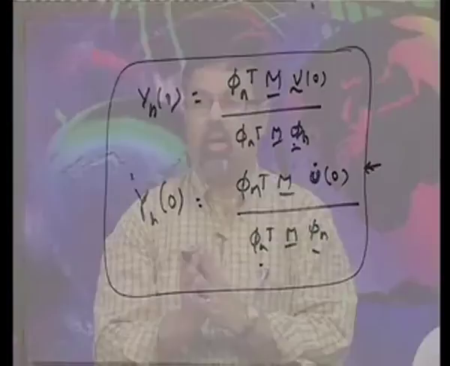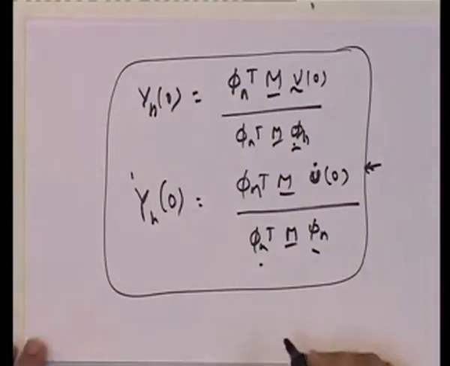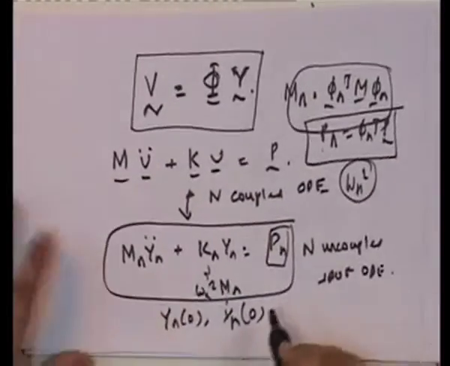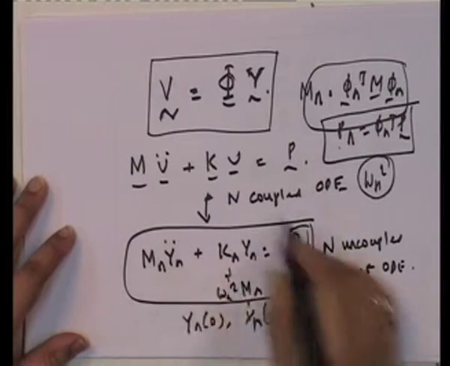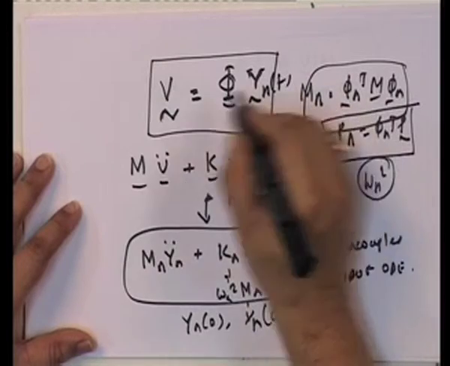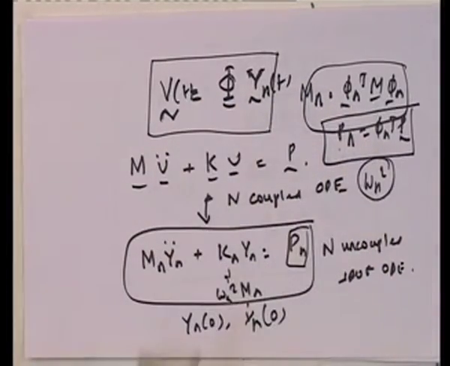Okay. Remember that in one you go from V to Y, this is the going from V to Y, and the other one is going from Y to V. So, once you have solved for these y n, okay, you plug it back in here and you have got your displacement time history.